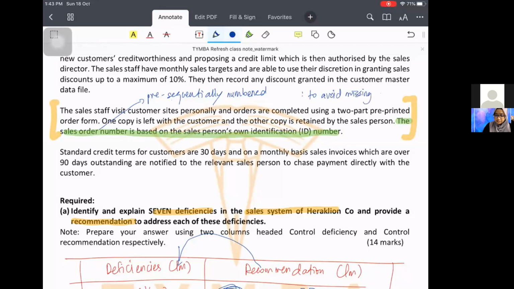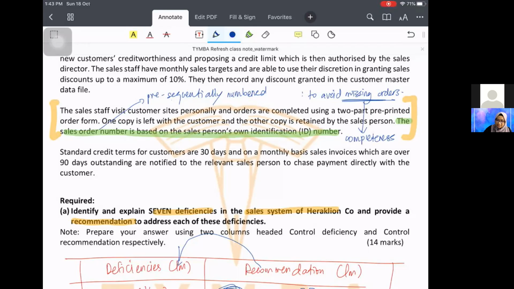missing orders. Okay, when we talk about missing orders, what assertion can we relate this to? This is one of the favorite questions in AA. When we talk about missing order, there is one assertion that we can relate to. Specifically focus on the missing thing. Completeness, yes. Completeness. Okay.